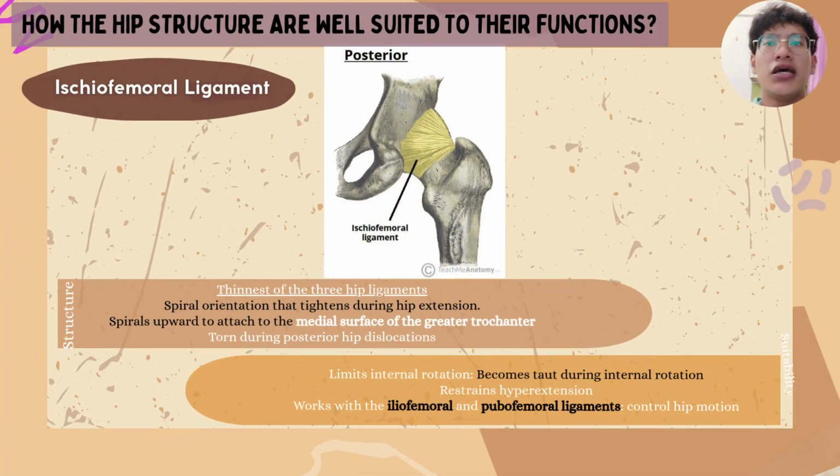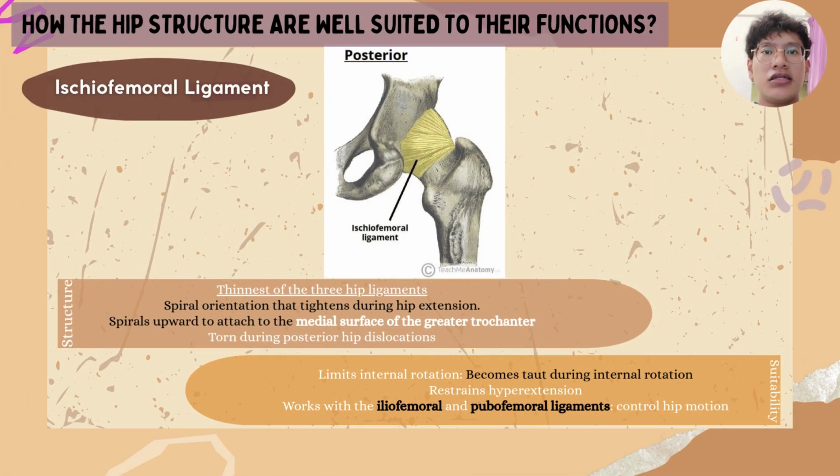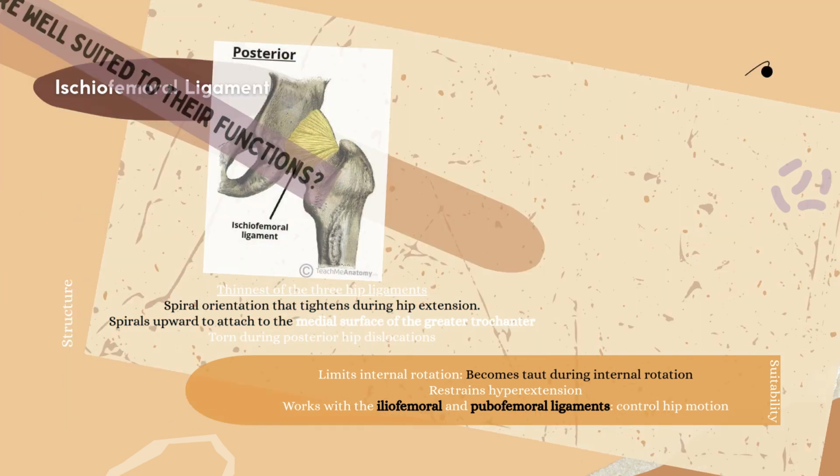And last but not least, we have the ischiofemoral ligament, the thinnest hip ligament, located posteriorly to the hip. It will tighten during hip extension with its spiral orientation, and also spiral upward to attach to the medial surface of the greater trochanter. It will be torn apart during posterior hip dislocation. Its function is to limit internal rotation by becoming taut, and it can also restrain hyperextension. It can function in tandem with the iliofemoral and pubofemoral ligaments to control the hip motion effectively.